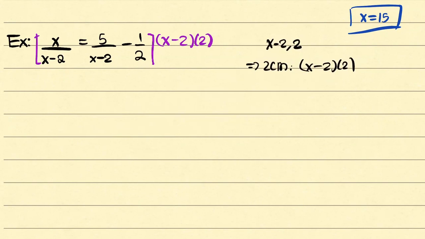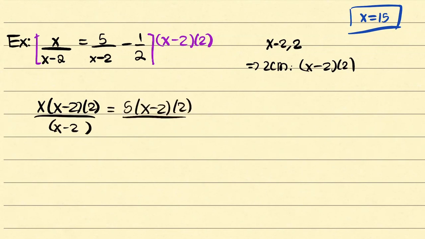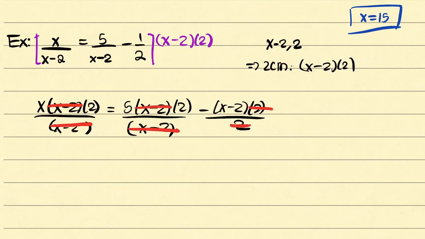Let's expand that. So when I multiply x minus 2 times 2 over to this guy, I get x minus 2 times 2 over x minus 2 is equal to 5 times x minus 2 times 2 over x minus 2, minus x minus 2 times 2 over 2. So be careful. This negative comes along for the ride. But now we can do some cancellation. I have cancellation here. I have cancellation here. And I have cancellation here.